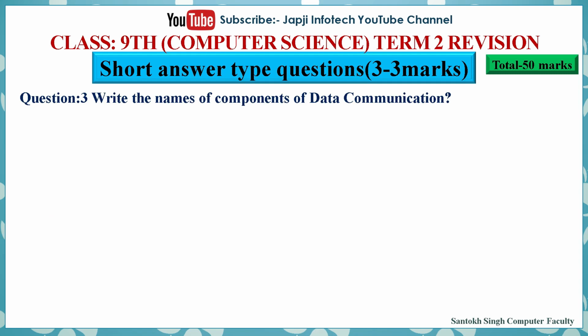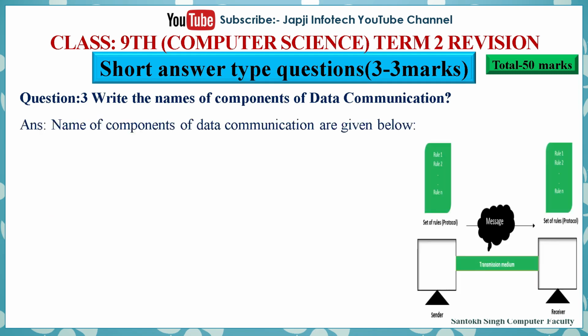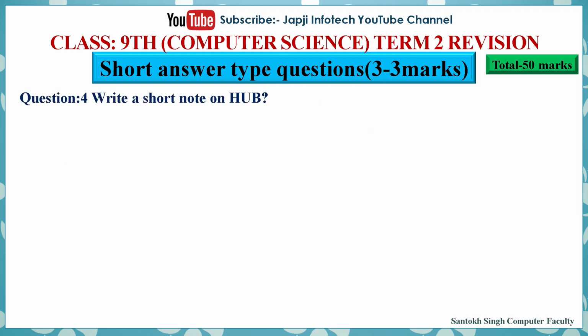And third question is write the name of component of data communication. And the answer is name of component of data communication are given below. First one is sender, second one is medium, third one is receiver, and fourth one is protocol. Fourth question is write a short note on hub.